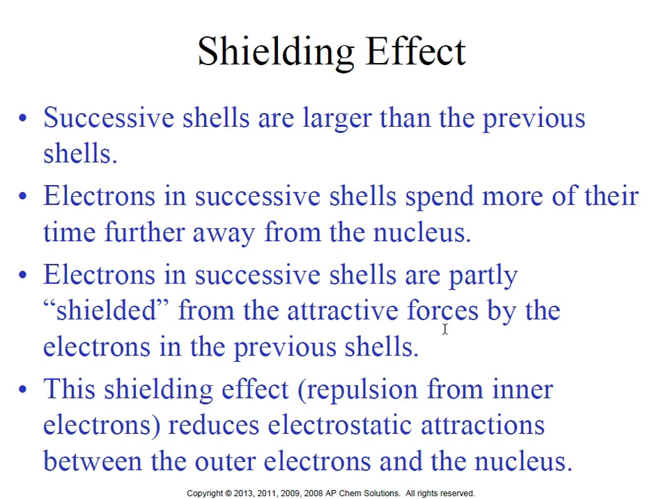All right, kind of switching gears, shielding effect. We talked about this a little bit earlier when we were looking at the Bohr model. But as we add electron shells, so as we go from 1 to 2 to 3 to 4, those successive shells are larger than the previous. So 2s is obviously larger than 1s. The electrons in the successive shell are going to be further away from the nucleus. And they are partly shielded by the previous shell. So the electrons in the second shell are shielded from the nucleus by the first shell. And this shielding effect, this repulsion, reduces their attraction to the nucleus.